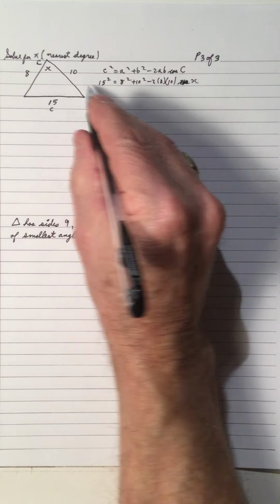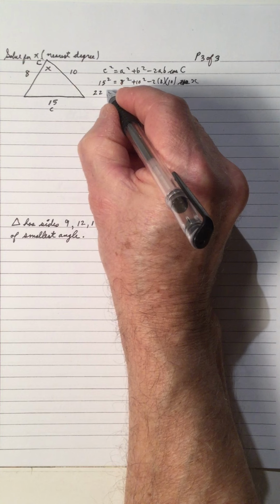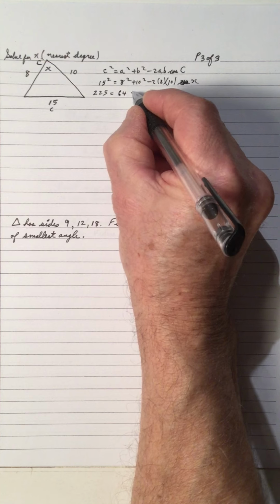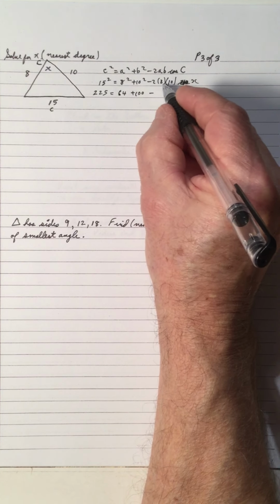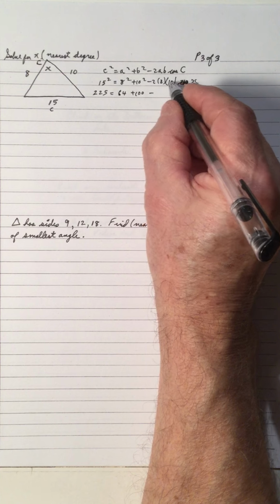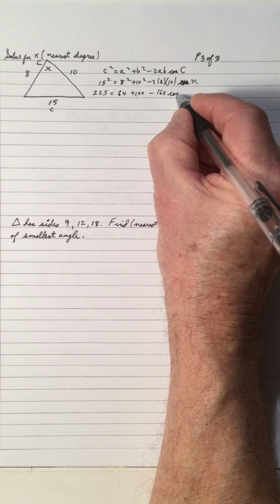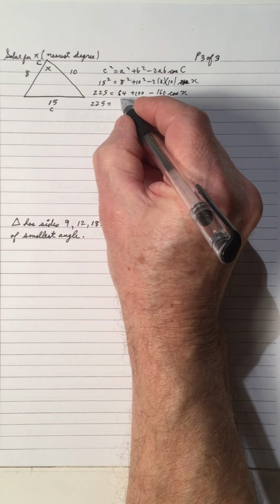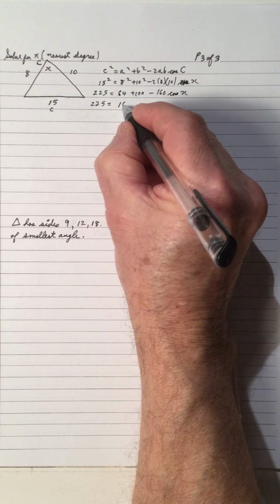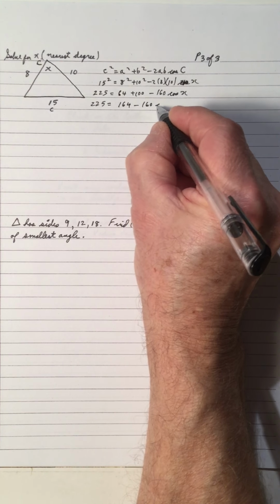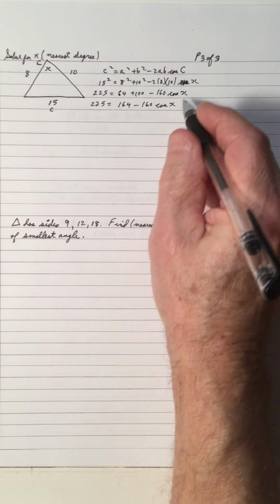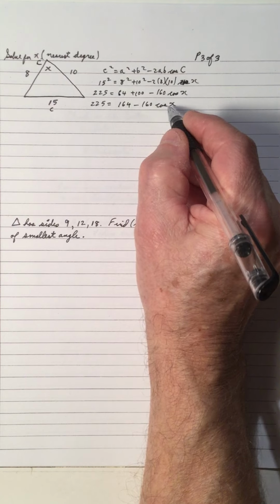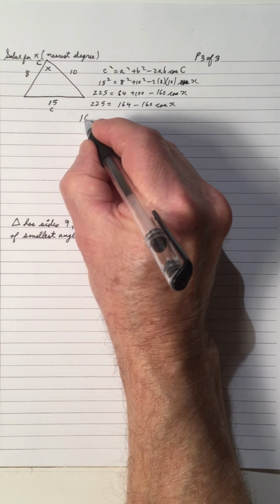And so now I'm going to solve this through. 15 squared is 225. 8 squared is 64. 10 squared is 100. And I get 2 times 8 is 16 times 10 is 160 cos x. And so that's 225 equals 64 plus 100 is 164, minus 160 cos x. So now I have it all simplified. I cannot add these together, so I'll take the negative 160 cos x and move it to the left side and change the sign.